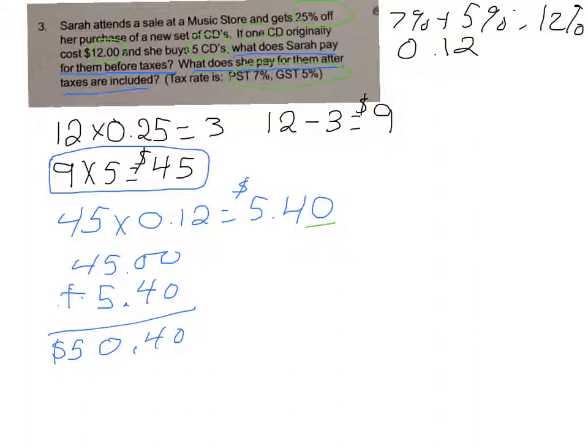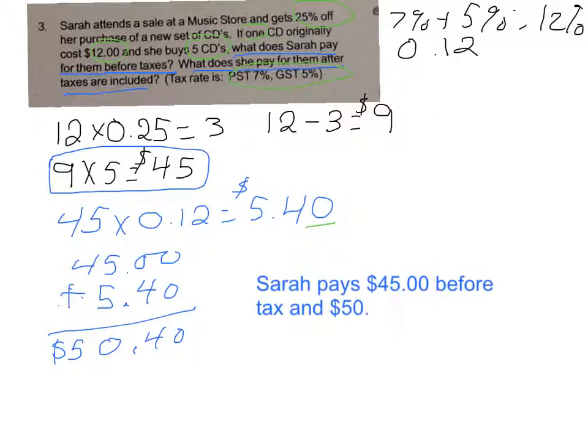And then the final step: who are we talking about? Sarah here. Sarah pays $45 before tax and $50.40 after taxes are included. All right, so let's just do that reasonableness check.